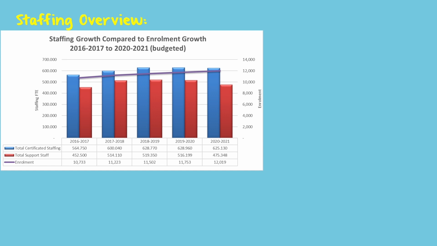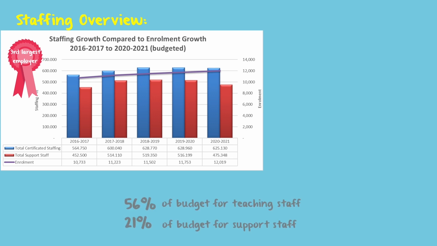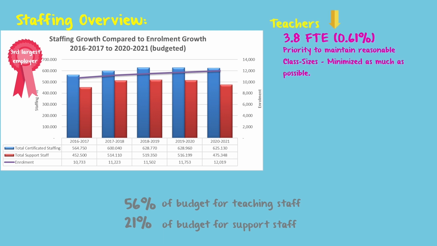According to last year's survey, the division was considered the third largest employer in the city of Lethbridge, whereas the division spends 56% of the total budget on teaching staff and 21% on support staff. As a result of this limited funding available, the division is planning on a 3.8 full-time equivalent reduction in teaching staff, accounting for a 0.6% reduction.